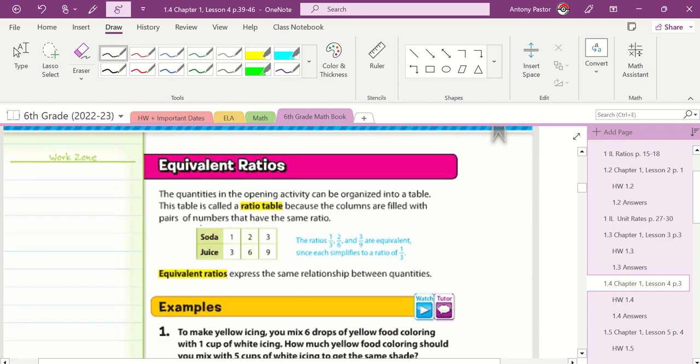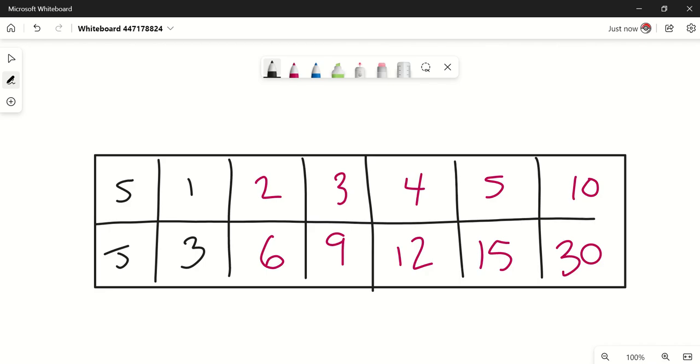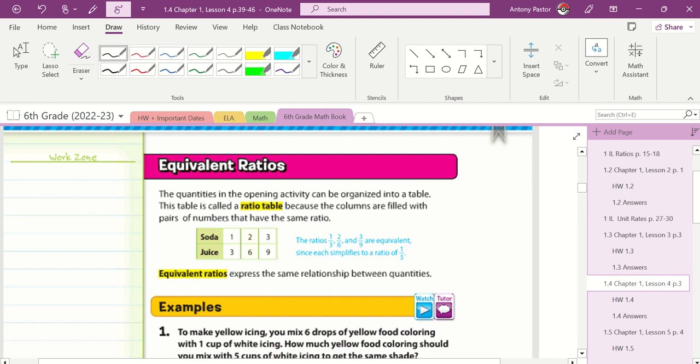Equivalent ratios. The quantities in the opening activity can be organized into a table, which we did right here. This table is called a ratio table because the columns are filled with pairs of numbers that have the same ratio. 1 to 3, 2 to 6, 3 to 9 are all equivalent ratios. Equivalent ratios express the same relationship between quantities.